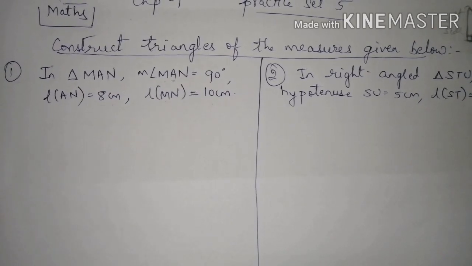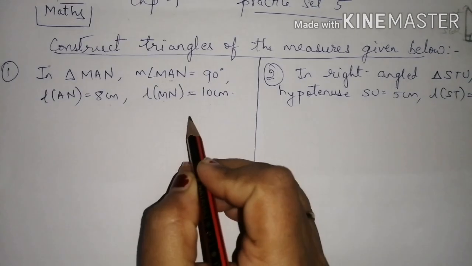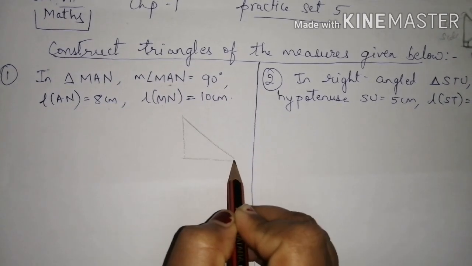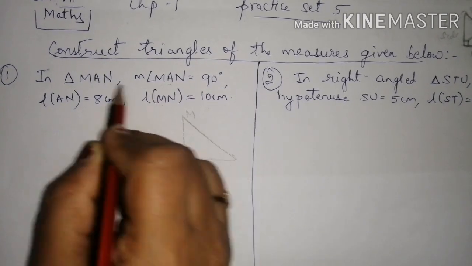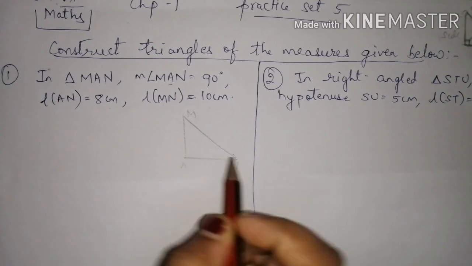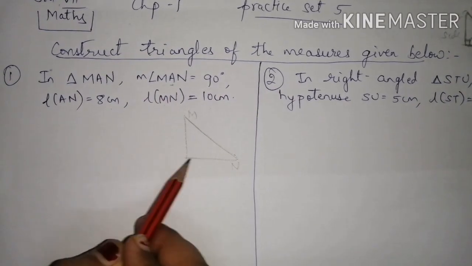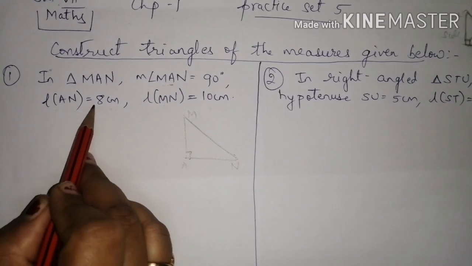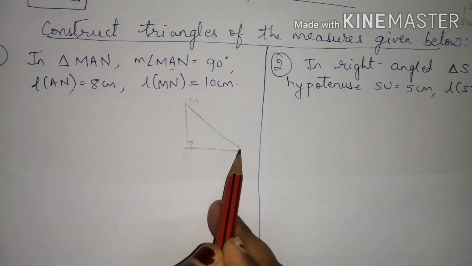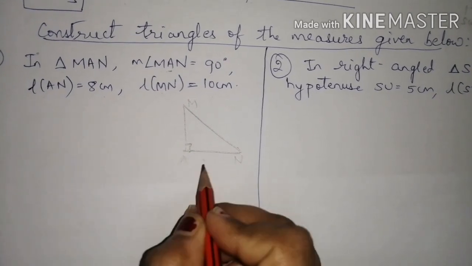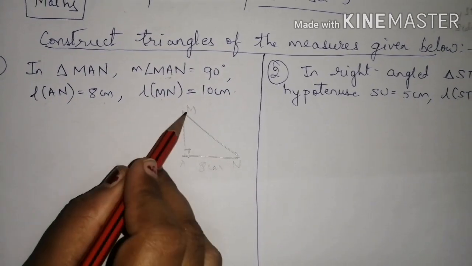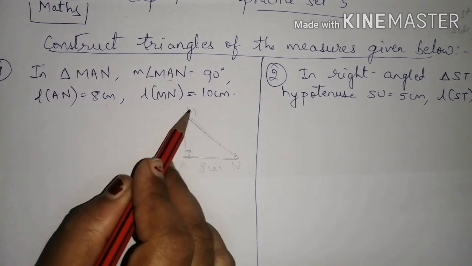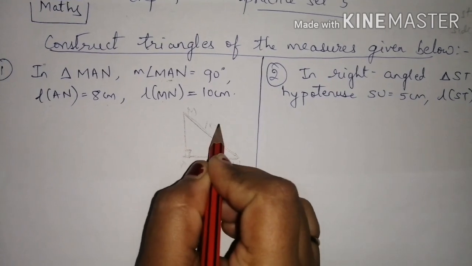So children, first we have to start with a rough figure. So let me draw one rough right angle triangle. Its name is MAN, where angle MAN is 90, means angle A is 90. So this one is 90. Length of AN is 8 centimeter. AN is down. This is your base. It is 8 centimeter. And length of MN. MN is opposite to 90 degrees, so this side is your hypotenuse. MN is 10 centimeter.